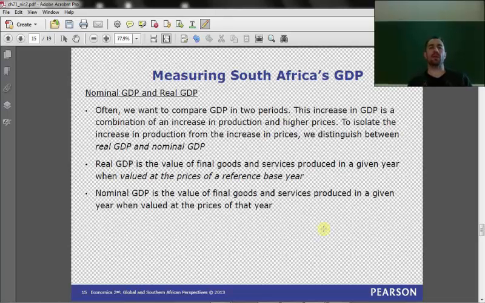Now we want to understand something that maybe is not immediately obvious, which is that when we want to measure GDP, because we're measuring GDP in terms of prices, if prices are not constant, then if we want to compare the amount of stuff that was produced over time, we're going to have a problem if we just look at the value of the goods and services as measured in terms of their prices.